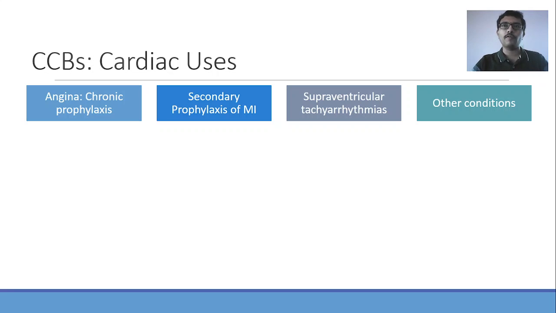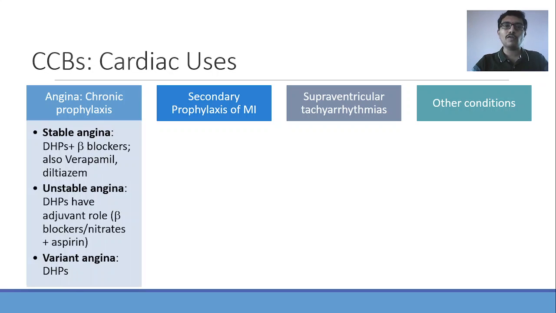The angina, chronic prophylaxis of angina, and I told you in the beginning itself, calcium channel blockers can be used for the chronic prophylaxis of all the three types of angina: stable angina, unstable angina, variant angina. However, stable angina is the place where we use dihydropyridines more often. And in stable angina, we combine dihydropyridines with beta blockers. We can also use verapamil, diltiazem, but frequently we use dihydropyridines.